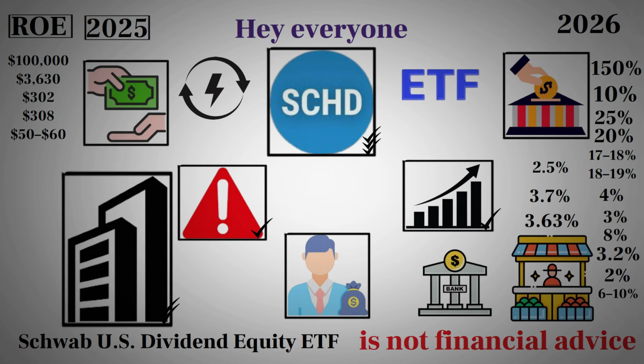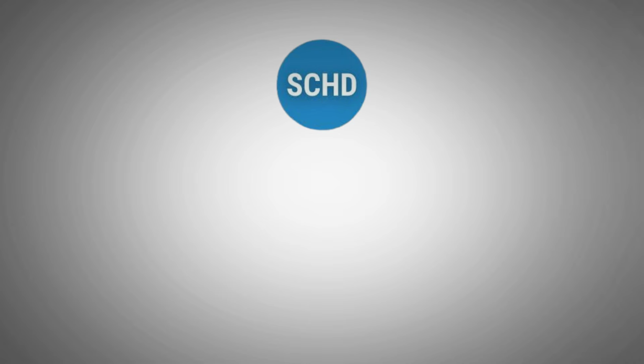Monitor sector exposure. If energy drops, consider whether you need to rebalance elsewhere to maintain your desired sector allocation. Don't chase removed stocks. Being removed from SCHD doesn't automatically make a stock bad. It simply failed SCHD's quality criteria. Focus on your long-term strategy, not short-term index movements.